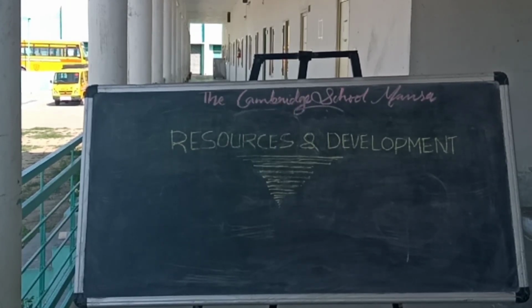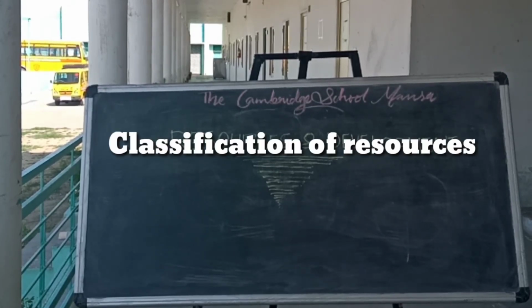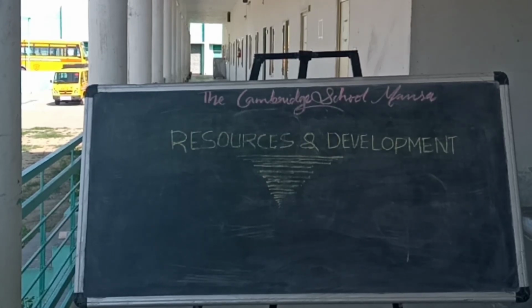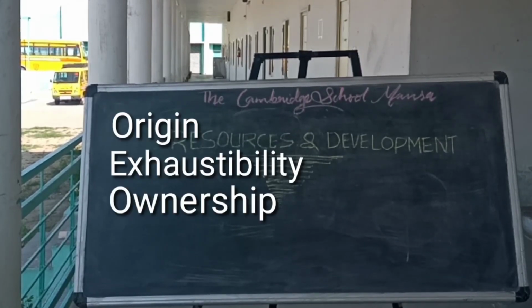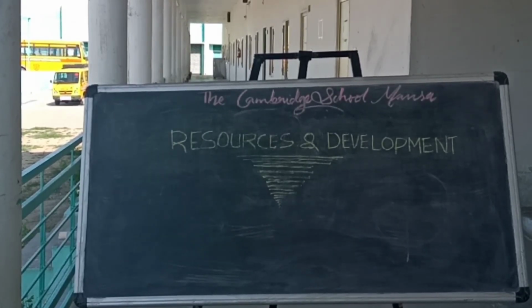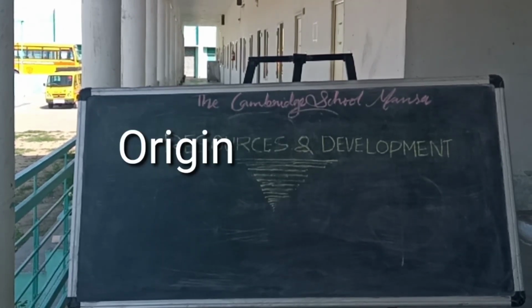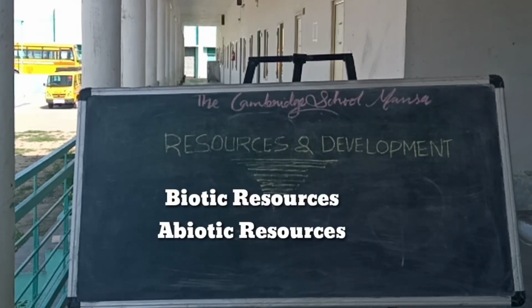Now we are going to move to the classification of resources. Resources have different classifications on the basis of origin, exhaustibility, ownership and the state of development. Today we will mainly focus on the first two parts. First, on the basis of origin, resources are divided into biotic and abiotic.